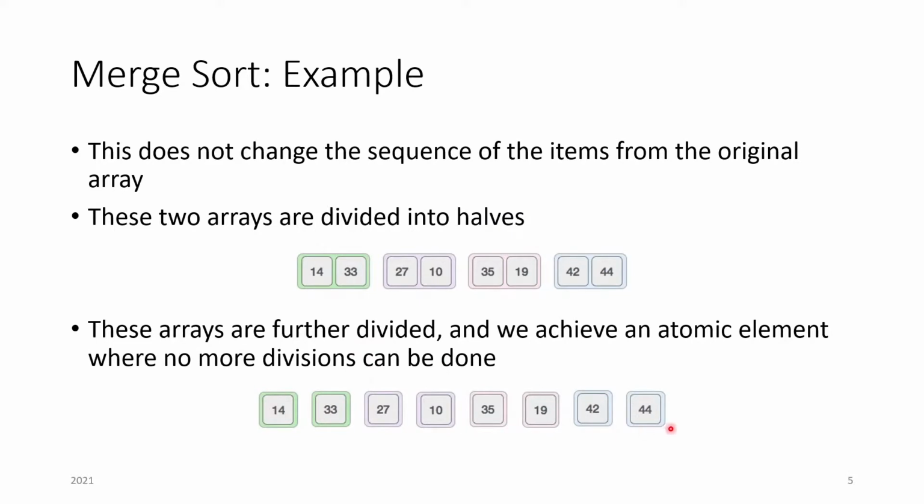These groupings of 1 are referred to as an atomic element, meaning that there's only 1 unit associated with it. So this 1 unit here is going to be 1 piece of the entire data array that we started with.